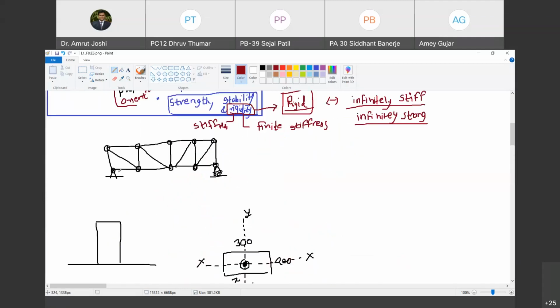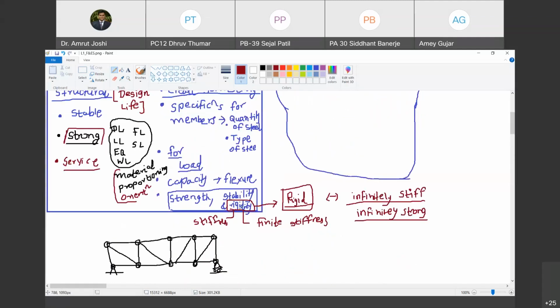So maintaining the structure stiff even at elevated temperature may be the requirement for a few of these structures. So I am just touching upon the various aspects where you will need to properly proportion the stiffness of the structure. Are you with me? Yes, sir, we are.